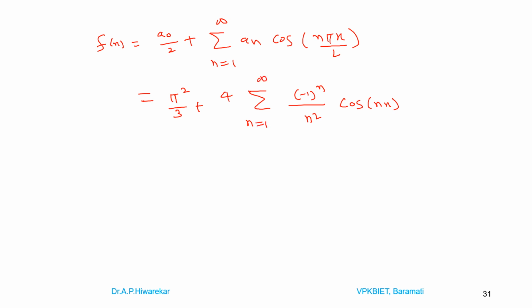So this is the final answer, the Fourier series for f(x), which is given by x square in the interval 0 less than x less than pi. So that is our final answer.